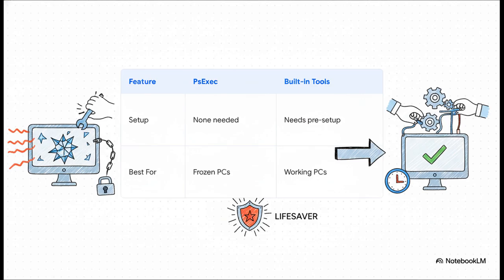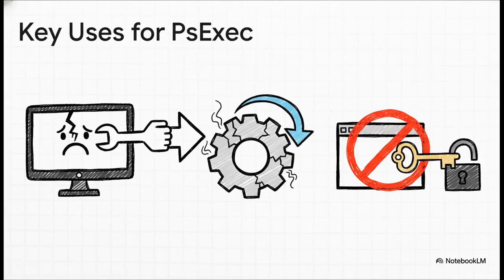You think about something like remote desktop, well, that has to be turned on and configured ahead of time. With PsExec, as long as that PC is on the network and you have the admin password, you're in. That's it. This is an absolute lifesaver when you're dealing with a frozen machine or when normal remote access just isn't working. Really, its true power shines in a crisis.